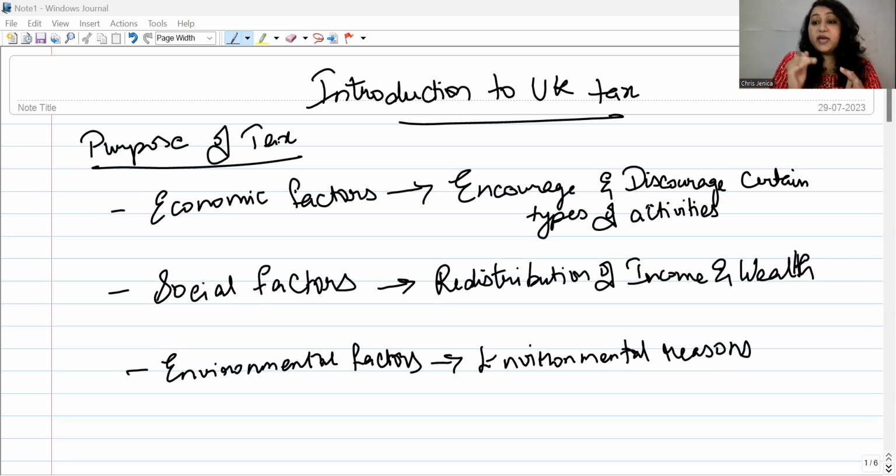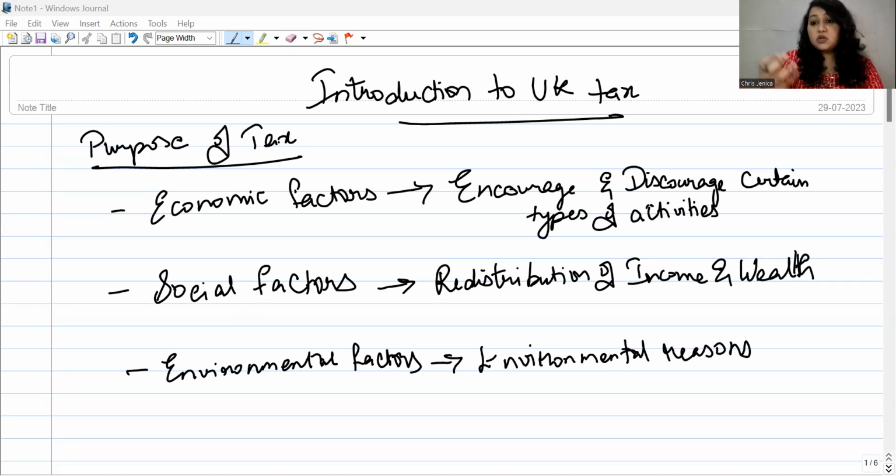Economic factors are normally to encourage and discourage certain types of activities. For example, charitable donations, individual savings account, which encourages you to save more rather than spend on some expenditures, and pension contributions. These are activities where government provides tax incentives and tax reliefs in order to encourage you to make some investment. Then there are also capital allowances provided if you're going to invest in plant and machinery. This is basically to encourage people to involve in these kinds of activities.